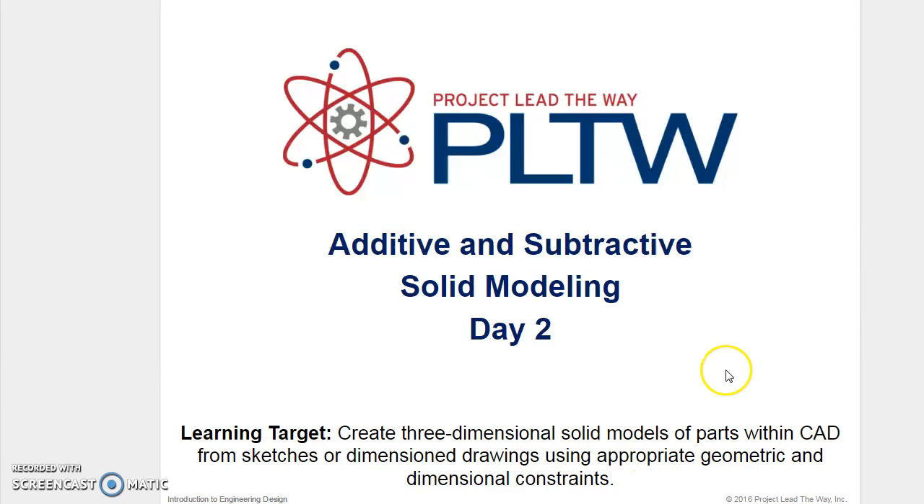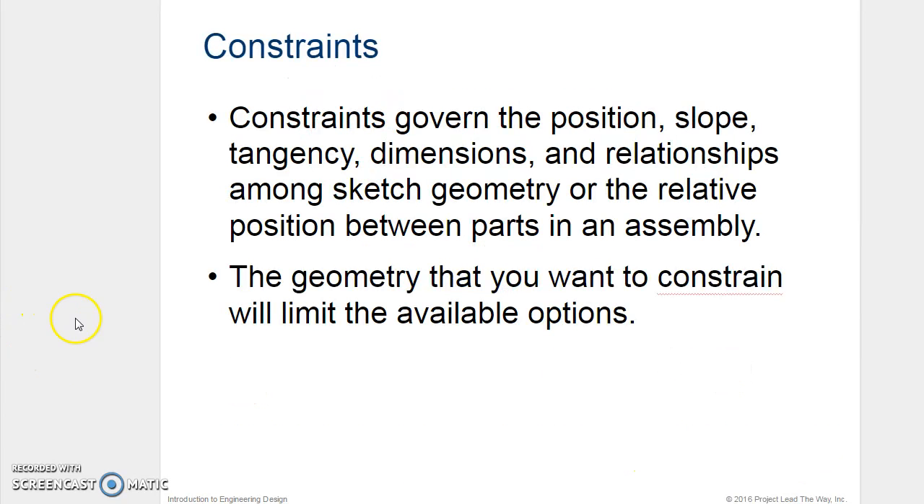So the second part of this, I want to talk about constraints, and constraints really drive where and how your geometry interacts. It allows you to define it so you don't have it moving around on you, and basically it sets the relative position between parts in your assembly.